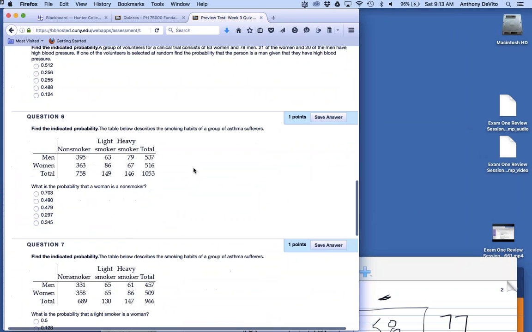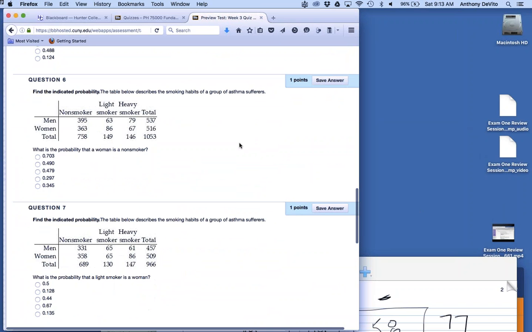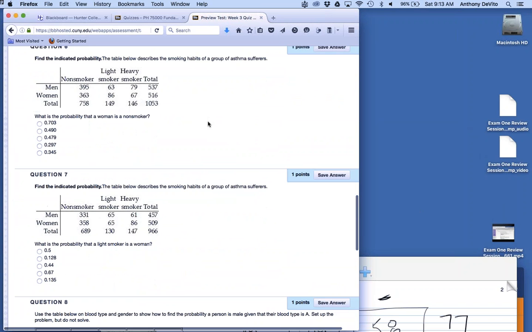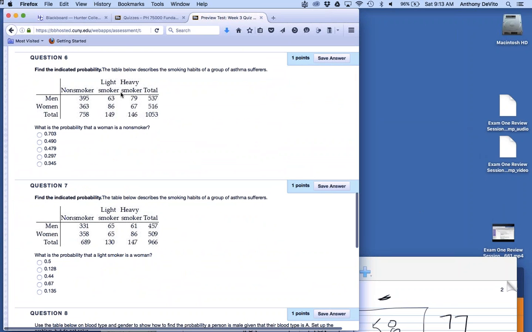Next one is number 6. The table below describes the smoking habits of a group of asthma sufferers. That's a bad idea, right? Asthma and smoking. Okay, so we've got men and women. This is completely filled out this time. We have non-smokers, light smokers, and heavy smokers. So now this is a 2x3 contingency table, right? There are 2 variables in the rows and 3 variables in the columns.